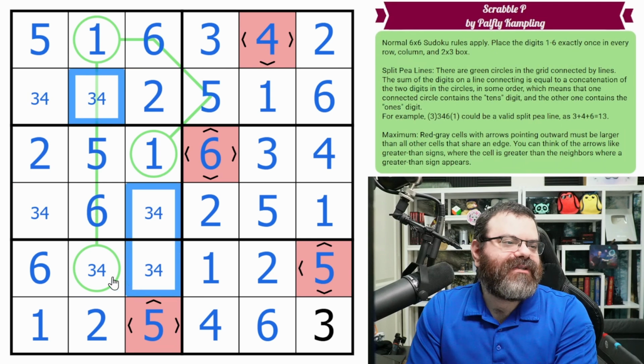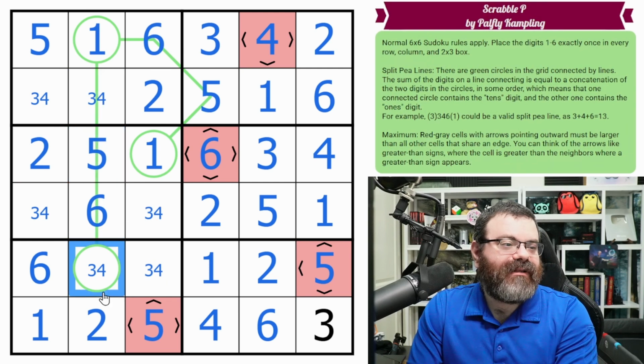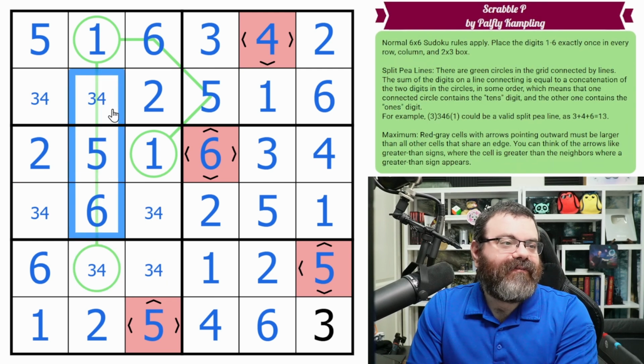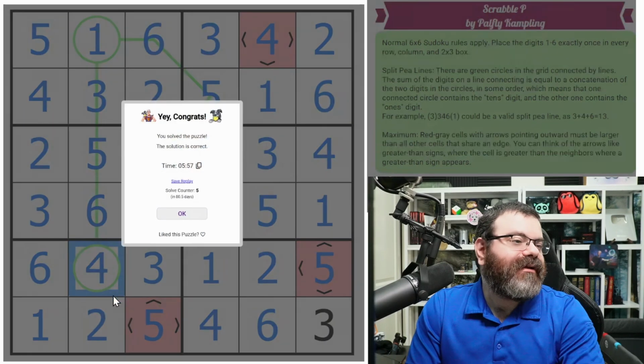So we have to resolve these 3, 4s using this line. So this already adds to 11. So if we did 11 plus 3, that would be 14, and that would be a 4, that would work. If we did 11 plus 4, that would be 15, and we couldn't do that. So yeah, it's 11 plus 3, and everything else works out. Nice.